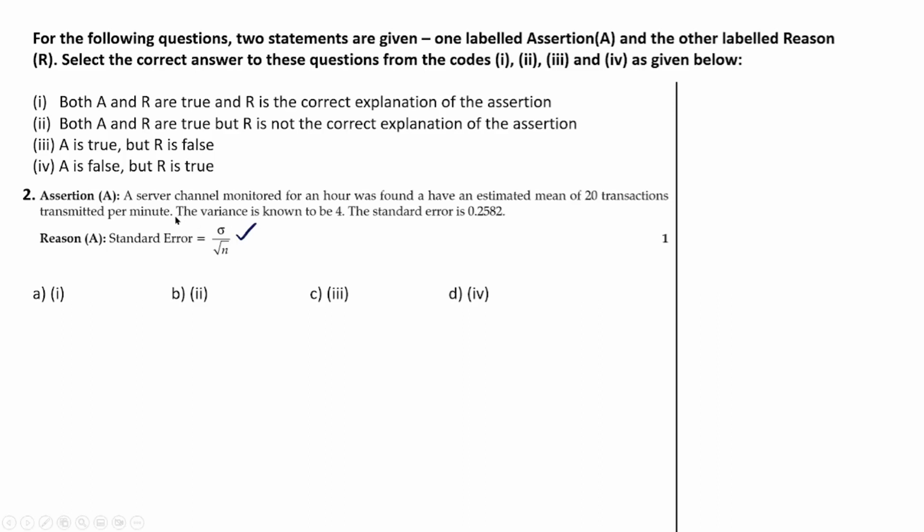Now let us check whether the assertion is true or not. It says a server channel is monitored for 1 hour and it has an estimated mean of 20 transactions per minute. So the estimated mean is 20 transactions per minute. It is monitored for 1 hour. So in 1 hour there are 60 minutes. So here n is equal to 60. The variance is given as 4. So sigma square equal to 4. From this we have sigma as 2.